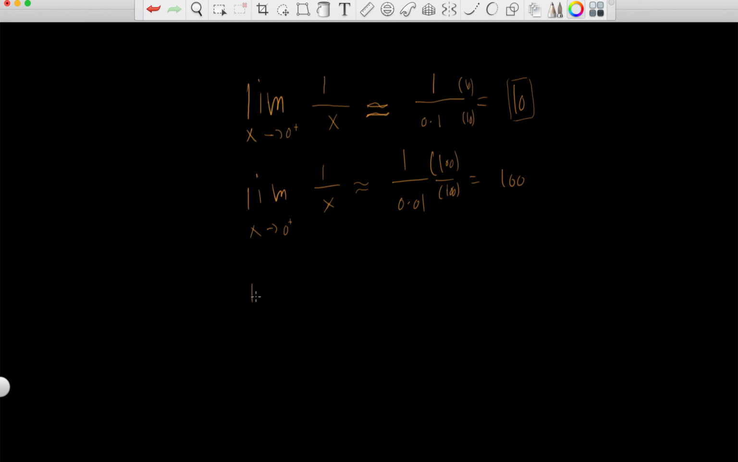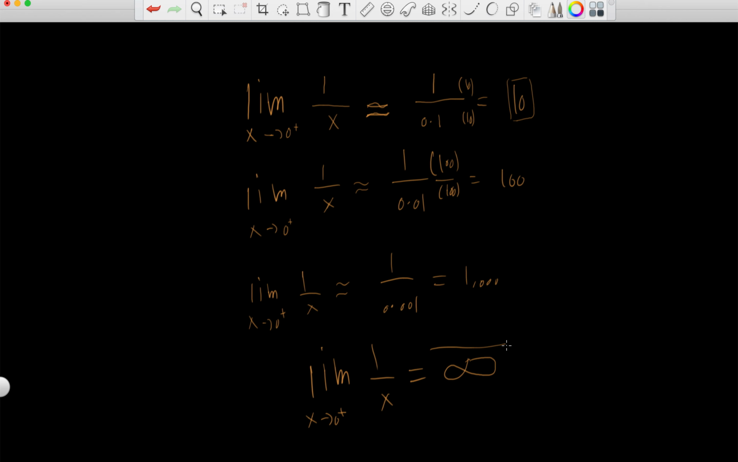All right, let's do one more. 1 over 0.001. This is 1,000. And notice how the pattern here is that this is just getting bigger and bigger. 10 to 100 to 1,000. So it looks like it's approaching a very large number. So we can say that the answer for the limit as x goes to 0 from the right of 1 over x is equal to infinity.